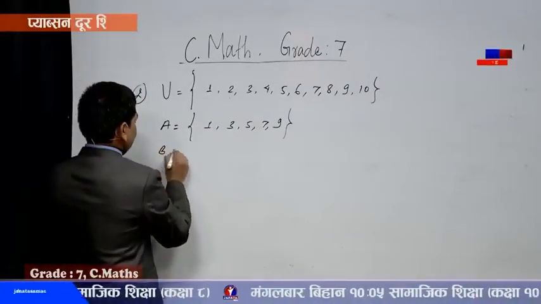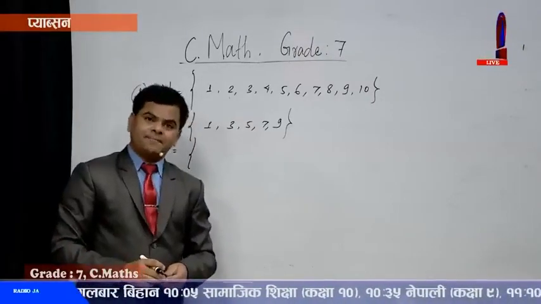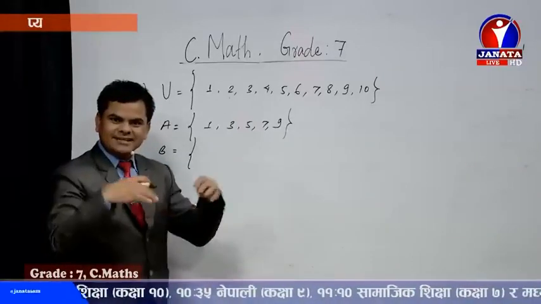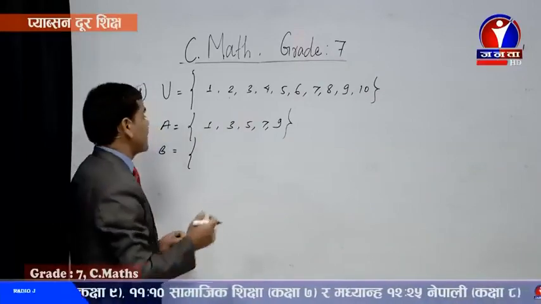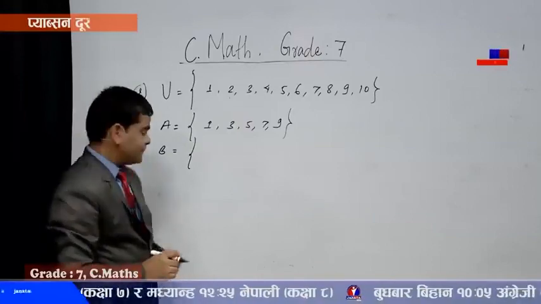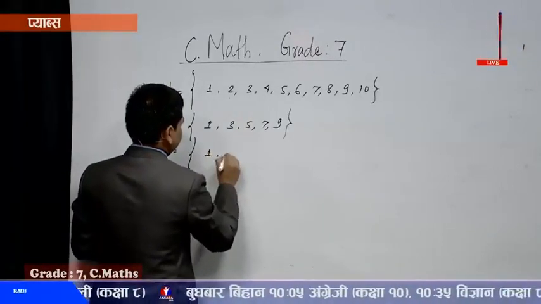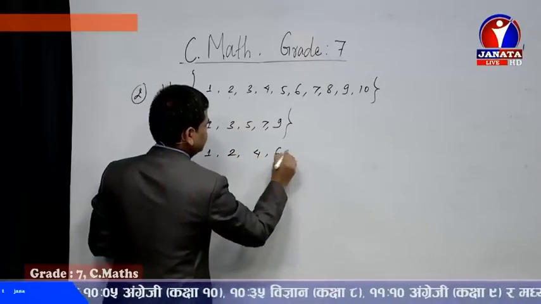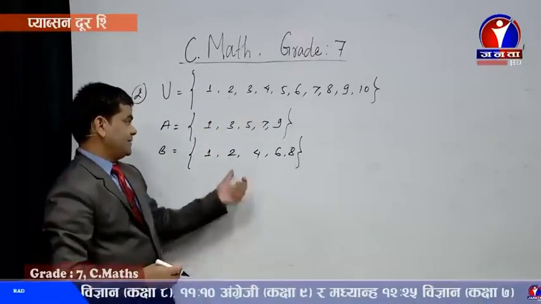Let's make another subset, B, by including some elements of set A, so that we can prepare an overlapping Venn diagram rather than a disjoint Venn diagram. So in set B, 1, 2, then after 4, 6, 8, that much only. Let's keep only this many elements.